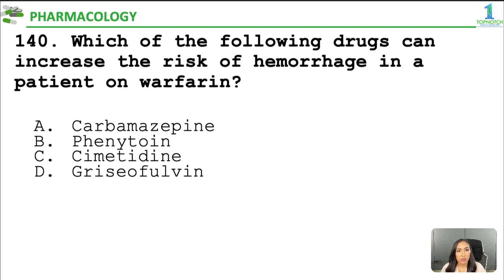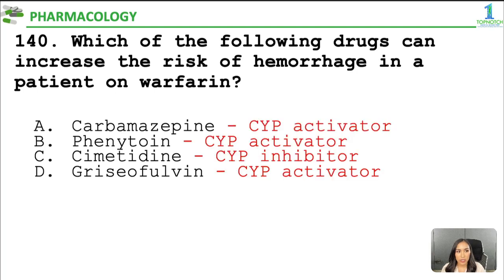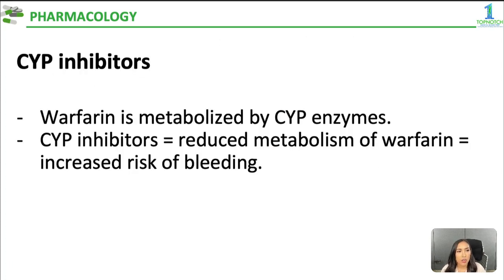140. Which of the following drugs can increase the risk of hemorrhage in a patient on warfarin? Let's look at the choices. Carbamazepine is a CYP activator, same for phenytoin, same for griseofulvin. Ang inhibitor lang dyan is cimetidine. So the correct answer is cimetidine. Bakit? Bakit ito yung answer? Let's discuss. CYP inhibitors. Warfarin is metabolized by CYP enzymes. CYP inhibitors cause reduced metabolism of warfarin. Therefore, nag-a-accumulate ang active warfarin and there is increased risk of bleeding.